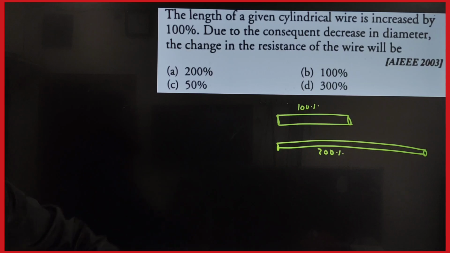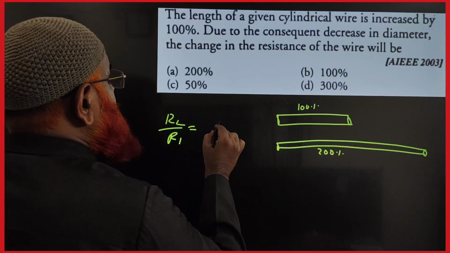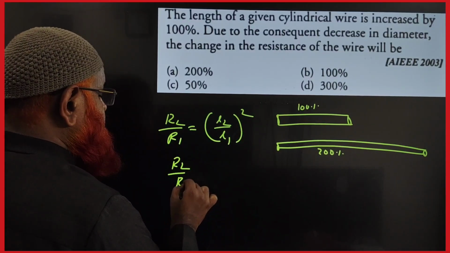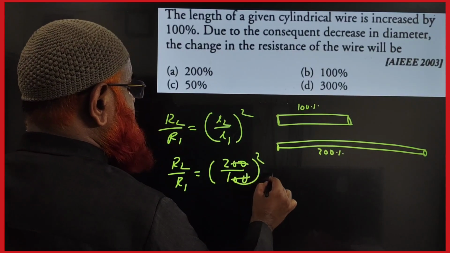So length has become doubled, 200% here. So what is going to happen if it becomes 200% here? R2 by R1 is equal to L2 by L1 whole square. So R2 by R1, L2 is how much? 200 divided by 100 whole square, means it cancels, becomes 4.